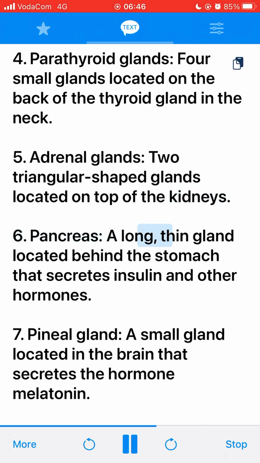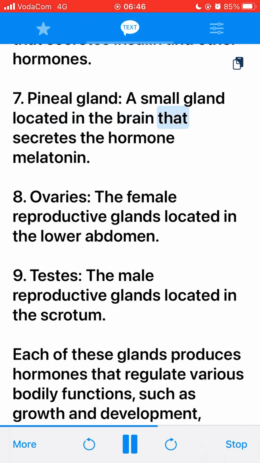Pancreas, a long, thin gland located behind the stomach that secretes insulin and other hormones. 7. Pineal gland, a small gland located in the brain that secretes the hormone melatonin. 8. Ovaries, the female reproductive glands located in the lower abdomen. 9. Testes, the male reproductive glands located in the scrotum.